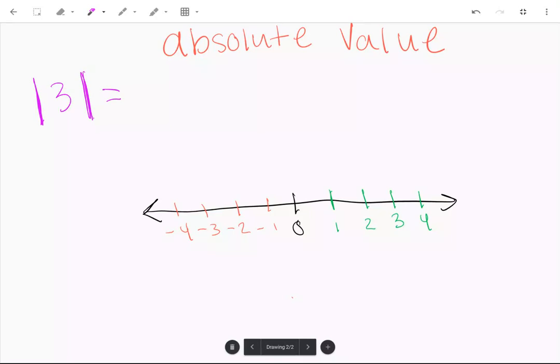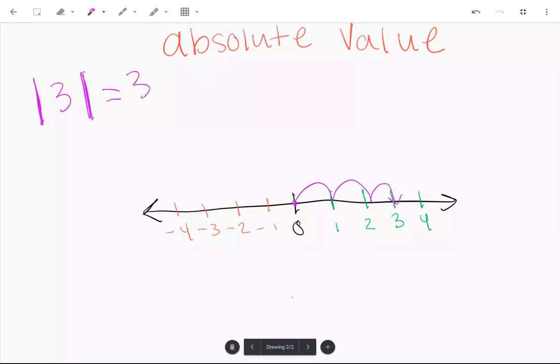Well, in order to find that out, I'm going to start at 0 and I'm going to count till I get to 3. So I'm 1, 2, 3. 3 spaces away from 0. So the absolute value of 3 would be 3.